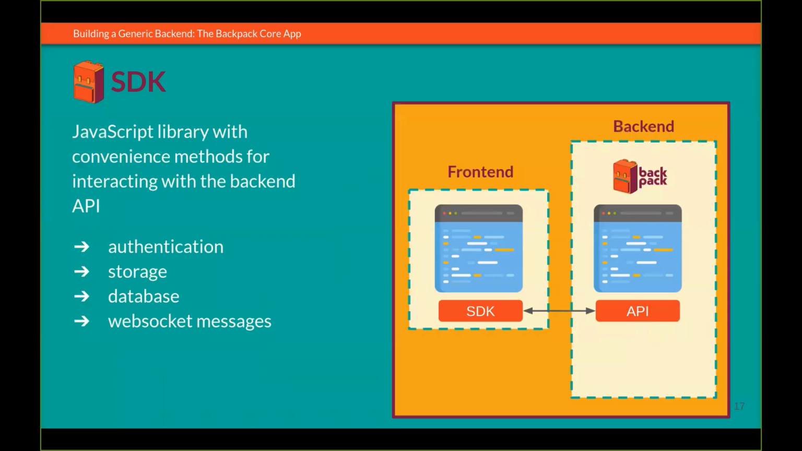The Backpack SDK is a JavaScript library with convenience methods for interacting with the backend API. This gives a front-end developer instant access to Backpack's core backend features, which include user authentication, file storage, data persistence, and real-time functionality.